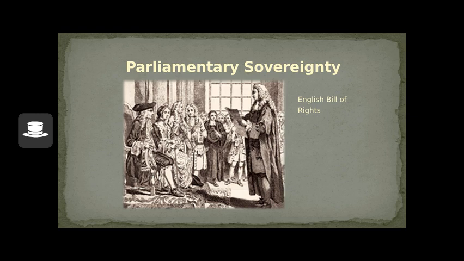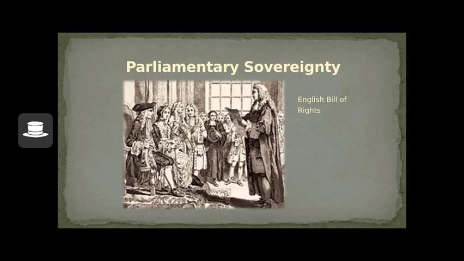Furthermore, Parliament would retain the right of taxation. No king could tax his subjects. Parliament would tax the subjects, and they would give the king an allowance to live off of. All right, this became known as controlling the purse strings.